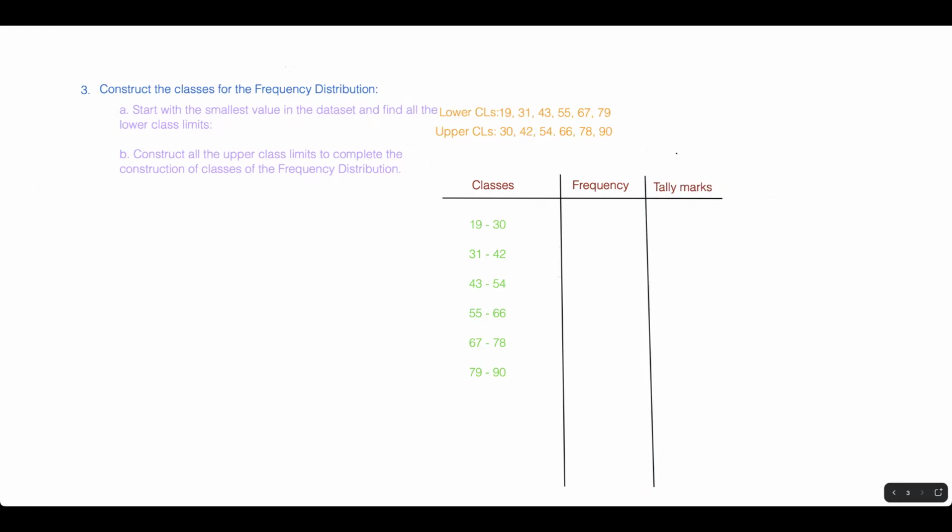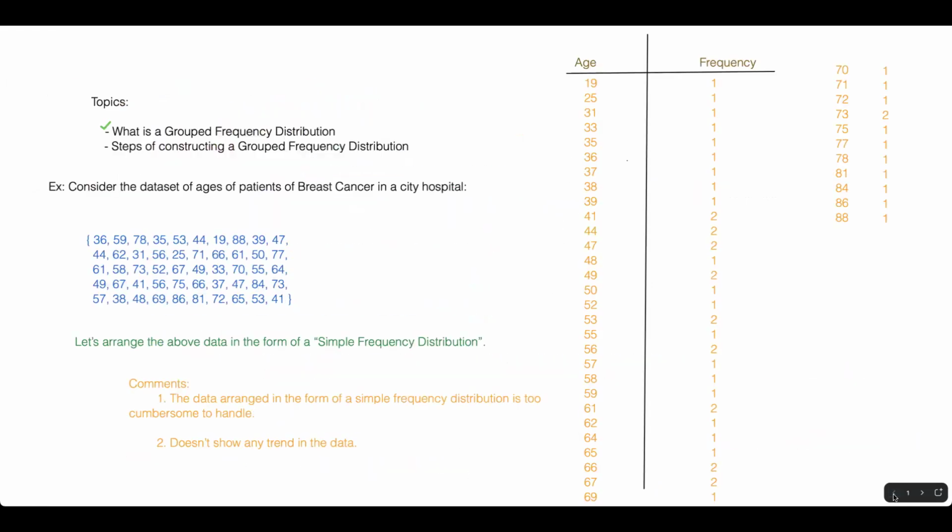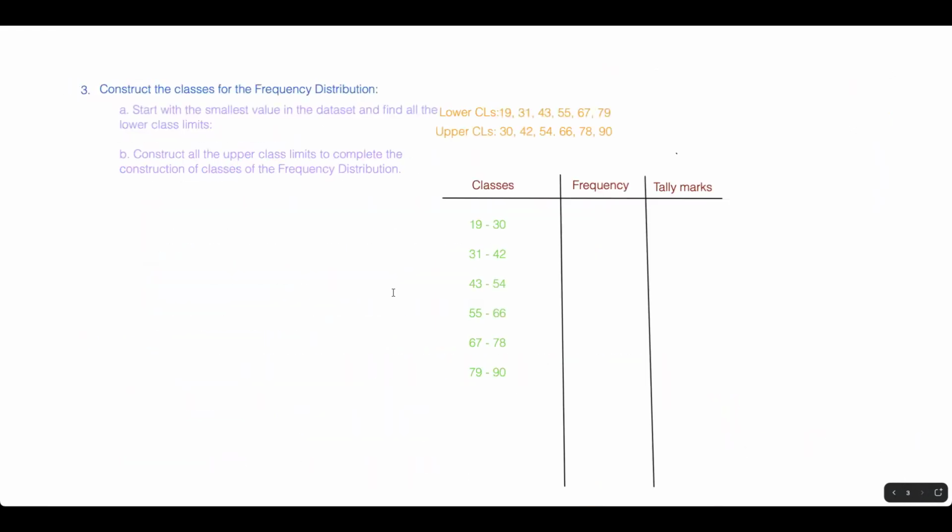So what we do is we simply count. Let's come back to the data set. We simply take each value and draw a tally in the corresponding class. So 36 to 59 will be under this second class. So we add a tally there.